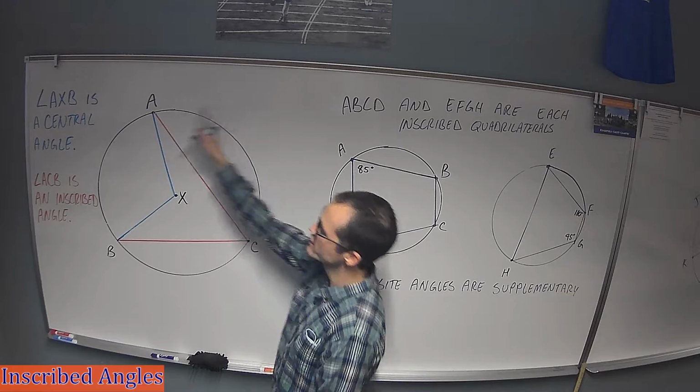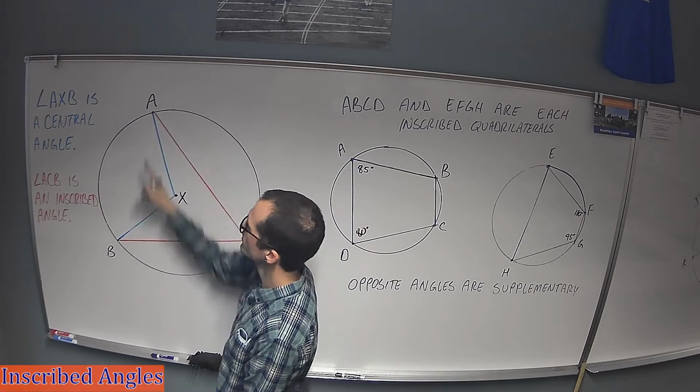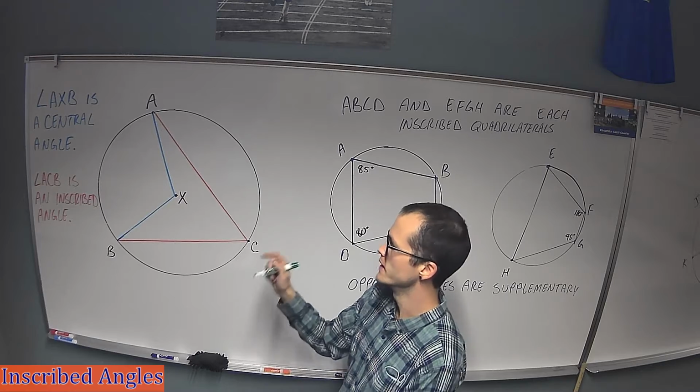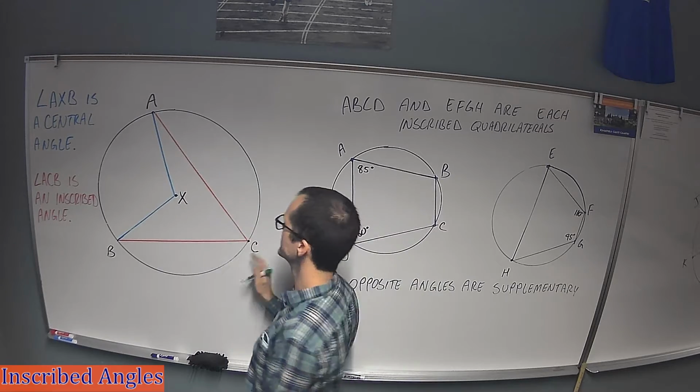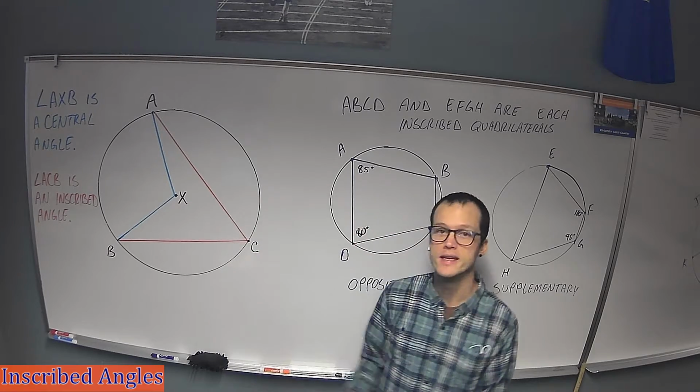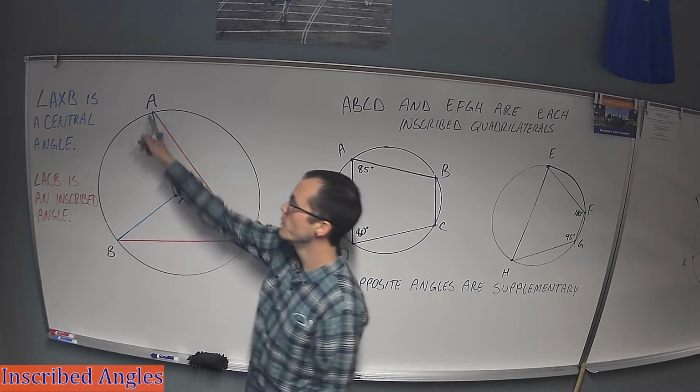Review. In this circle here, we have a central angle. It's here in blue, angle AXB. We talked about those previously. The new stuff in red, angle ACB, that's what we call an inscribed angle. Now, this central angle and this inscribed angle, they both meet at points A and B.